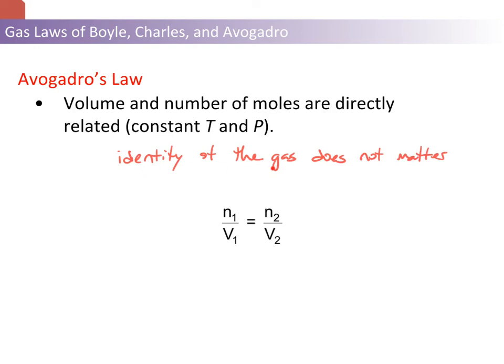Now, the reason the identity of the gas doesn't matter is because the actual volume of the gas particles themselves is so small in comparison to the total volume of the gas that they're considered to be negligible. So it doesn't matter if you have a very massive gas like sulfur hexafluoride or a very light gas like helium. The particles themselves are so small compared to the total volume of the sample of gas that the identity doesn't matter. And that's why you can assume that this law applies to all gases no matter what.